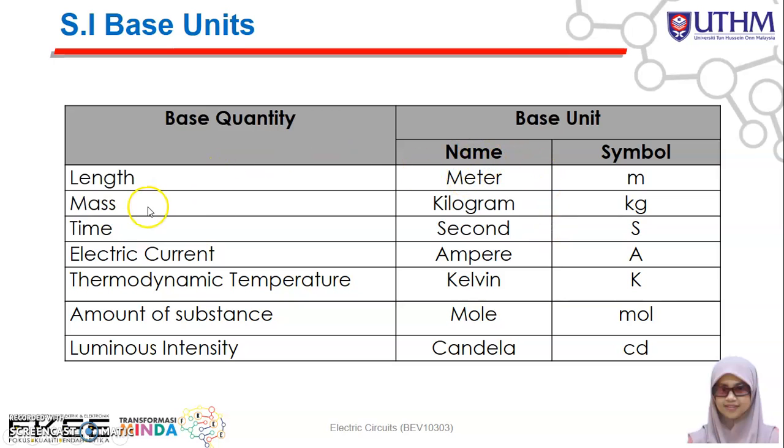For length we use meter, for mass we use kilogram, for time we use second, and for electric current we use ampere. For thermodynamic temperature, we use Kelvin. For amount of substance, we use mole. And for luminous intensity, we use candela. So basically, this is the symbol that we use in our measurement.